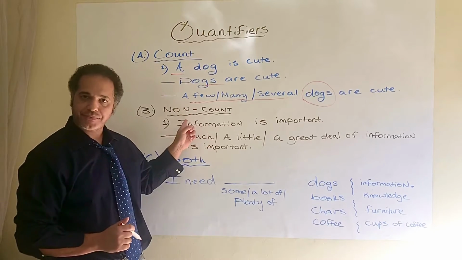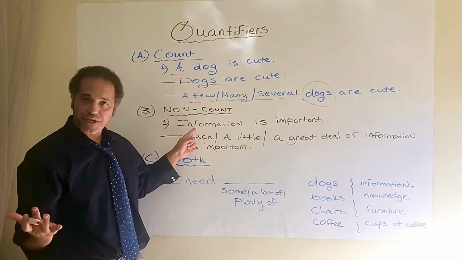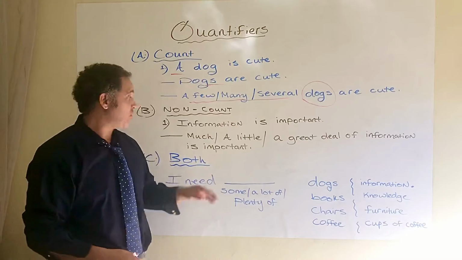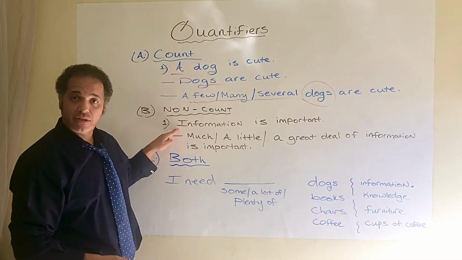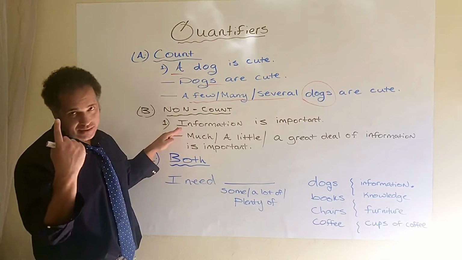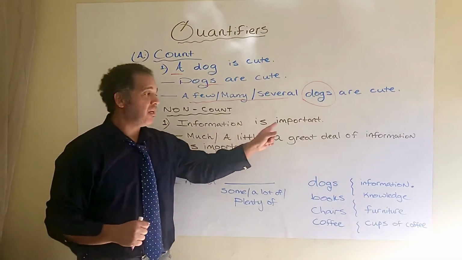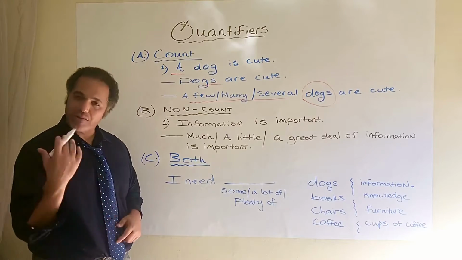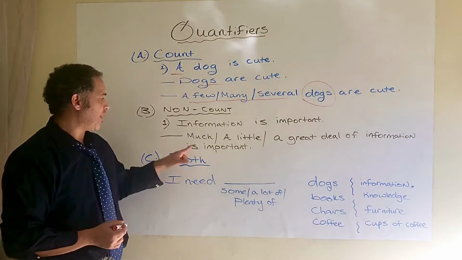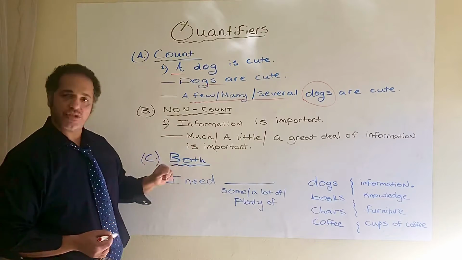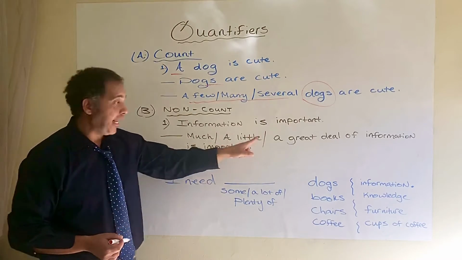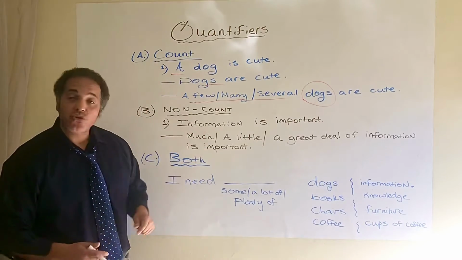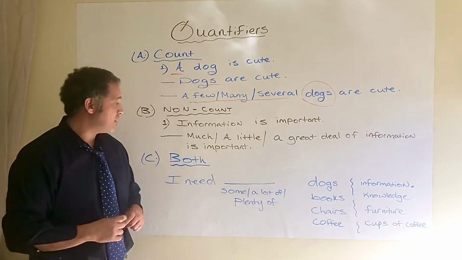Non-count is different. For example, information. Information is a noun, but it is non-count. I can't count it. So, we don't put anything in front of it. We don't say a or an, because again, that's one. So, information is important. But if I want to give you an idea about the amount, then I can use a quantifier. Much information is important. A little, a great deal of information is important.